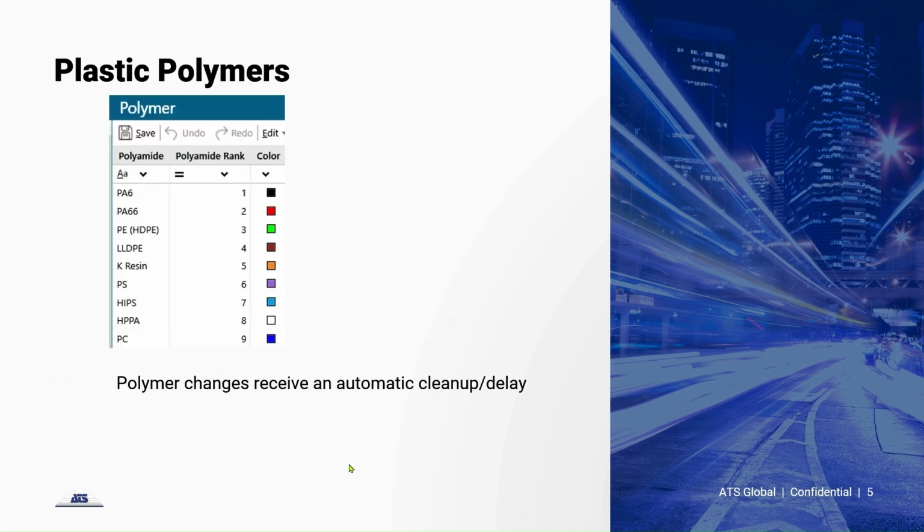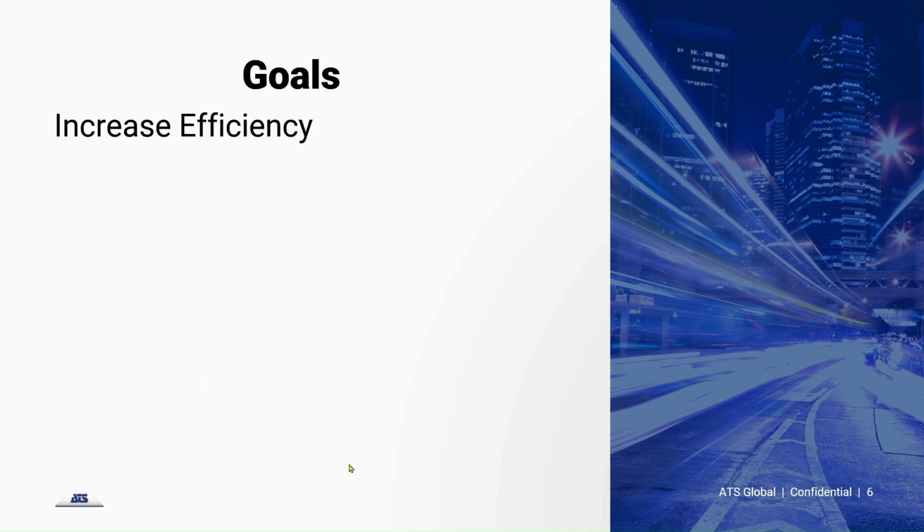The same concept exists with plastic polymers. When the polymer changes, you need a cleanup and delay. So our schedule might want to look at putting the same polymer together and then varying the color, or putting the same color together and varying the polymer, whichever makes sense for your particular industry.